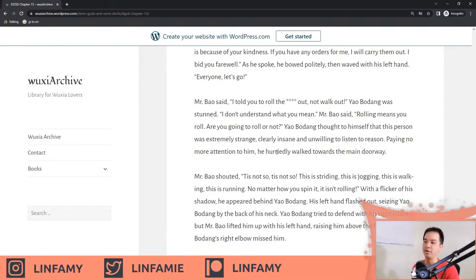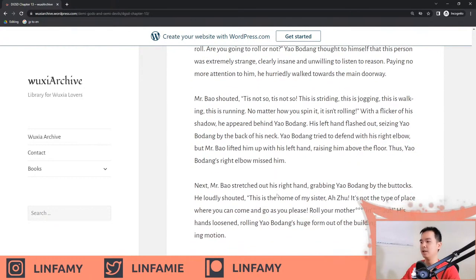With the flicker of his shadow, he appeared behind Yao Bodang. His left hand flashed out, seizing Yao Bodang by the back of his neck. Yao Bodang tried to defend with his right elbow, but Mr. Bao lifted him up with his left hand, raising him above the floor. Thus, Yao Bodang's right elbow missed him. Next, Mr. Bao stretched out his right hand, grabbing Yao Bodang by the buttocks.